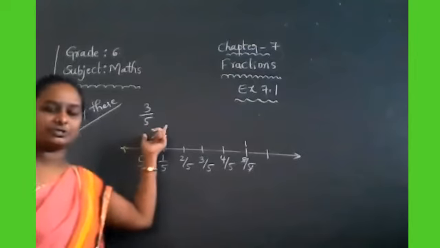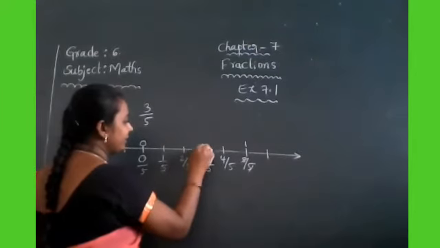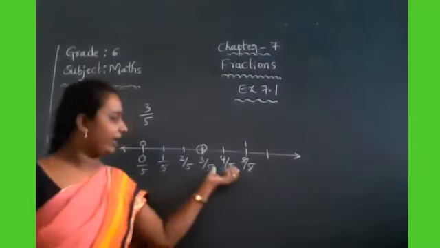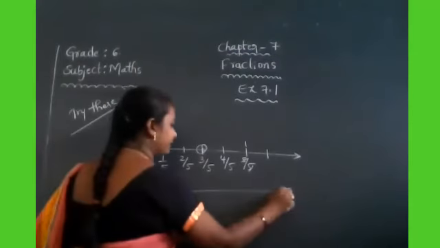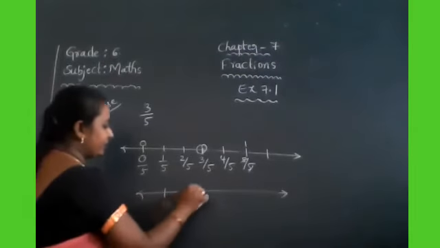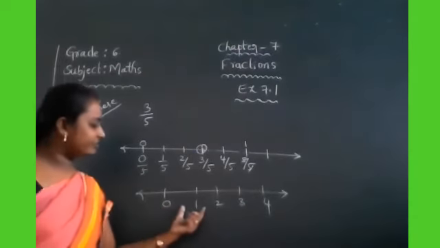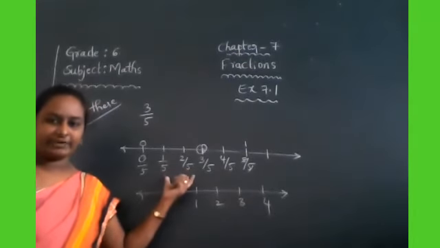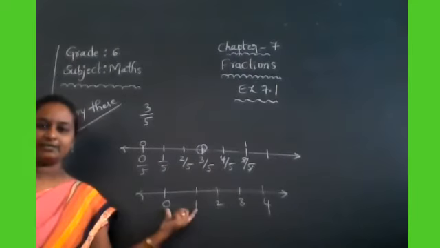So here we have to show 3 by 5. Where is the 3 by 5? Yes, after 2 by 5 comes 3 by 5. Okay, it is on the line between 0 and 1. You know how to represent the whole numbers: that is 0, 1, 2, 3. These all are equidistant from 0 to 1 to 2 to 3. So in between only I am showing these fractions. So 3 by 5 is lying between 0 and 1.